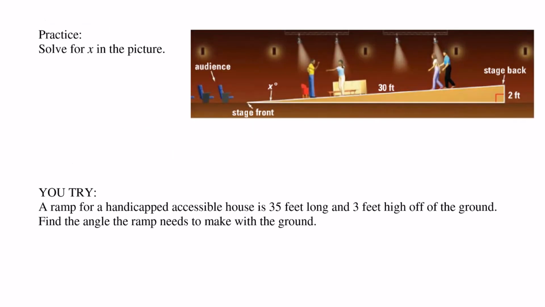So in this question, you can see we've got a picture right here. Our 2 is in relation to our X, so that would be opposite. And our 30 over here is going to be our hypotenuse no matter what. So the one that uses hypotenuse and opposite is our sine. So we need to do our sine of X equals our opposite over hypotenuse. So that would be our 2 over the 30. So remember, we need to do the inverse of sine to find our angle X.